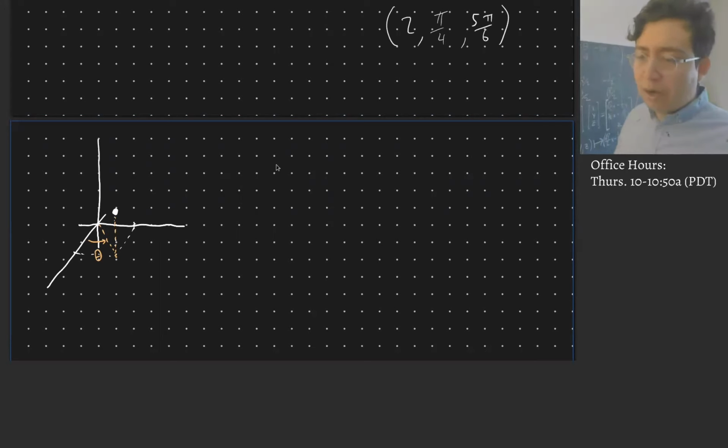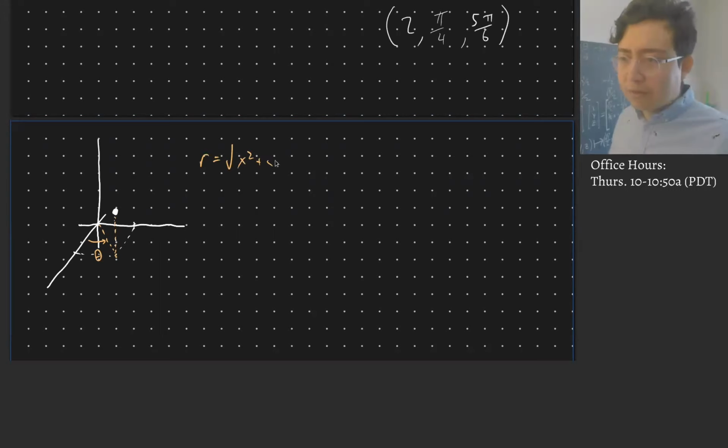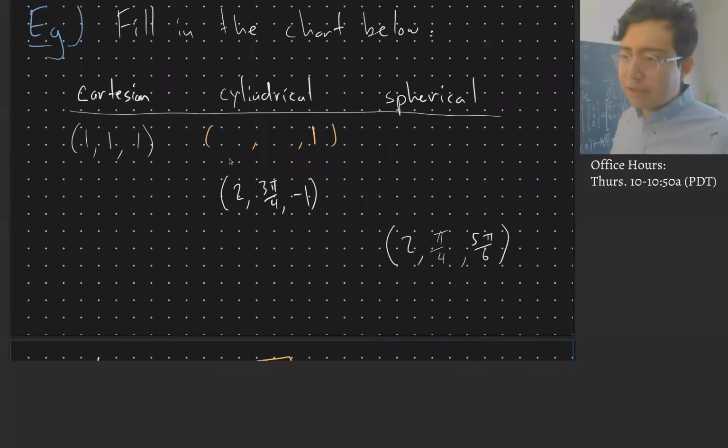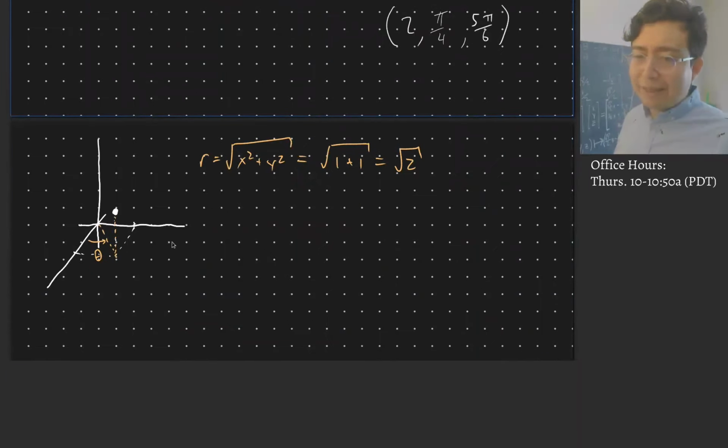To do r, it's just straightforward. r is equal to the square root of x squared plus y squared. So that's just the square root of 1 plus 1, so we get the square root of 2. The radius here is just the square root of 2. Now, if we want theta, theta is a little trickier.